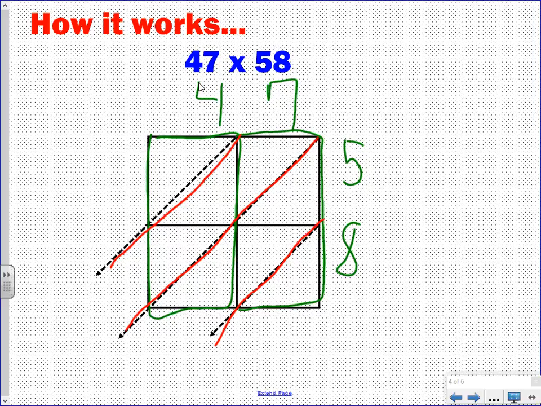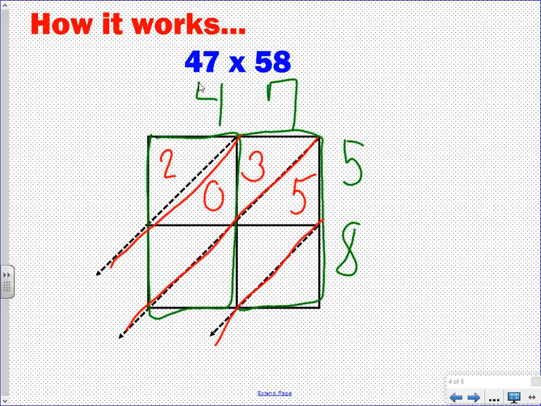So, let's take a look at our problem. First, we're going to take the tens digit, 4, and multiply it by the tens digit, 5. 4 times 5 is going to give me 20. My tens place goes to the left, and my ones place goes to the right. Now I'm going to take my ones place, 7, and multiply it by my tens place, 5. 7 times 5 gives me 35. Tens place goes to the left, ones place goes to the right.